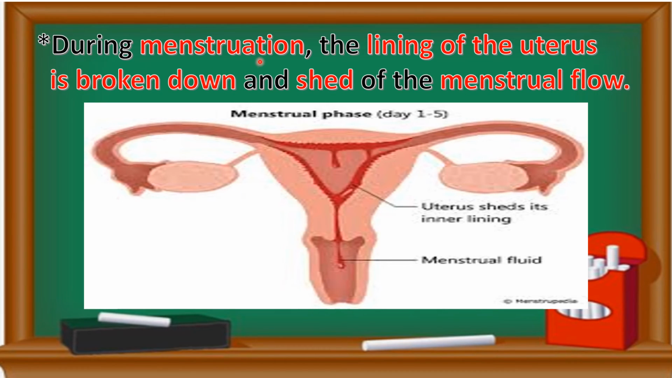So during your menstruation, the lining of the uterus is broken down and shed as the menstrual flow. As you can see here, this lining of the uterus breaks down and sheds the menstrual flow. So there's menstruation already. So there's a blood flow.